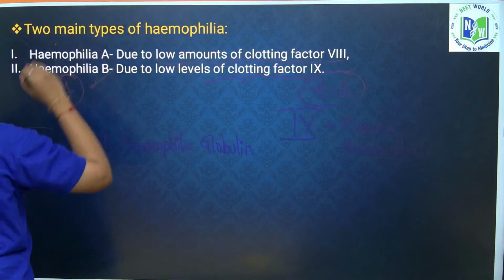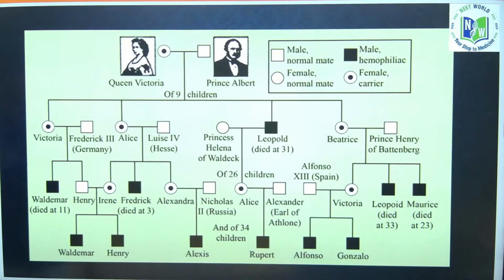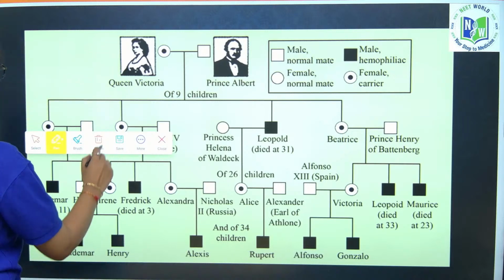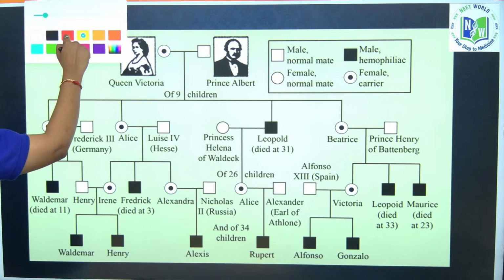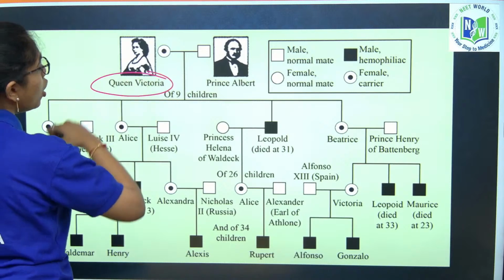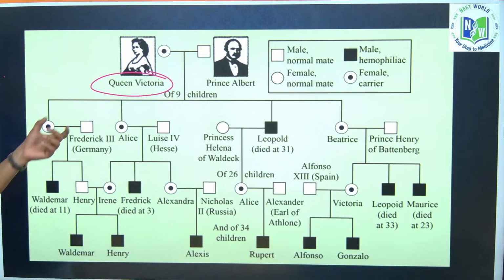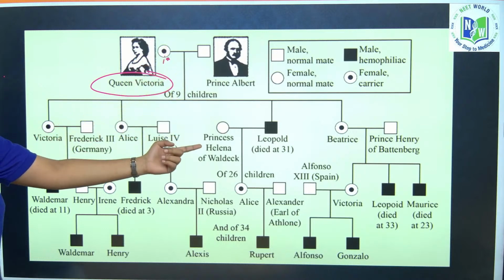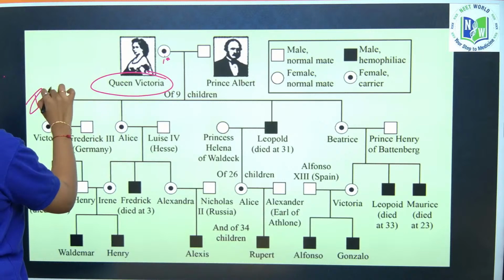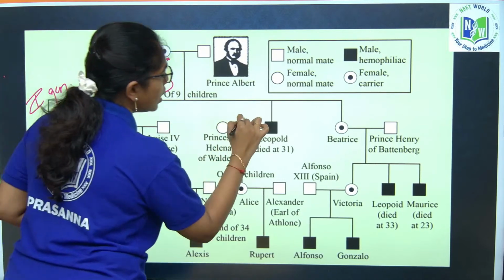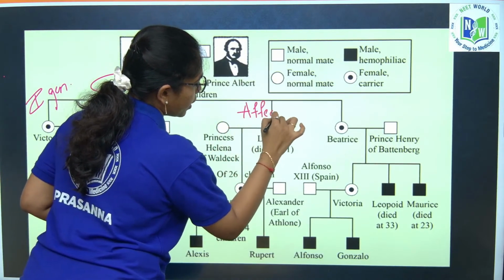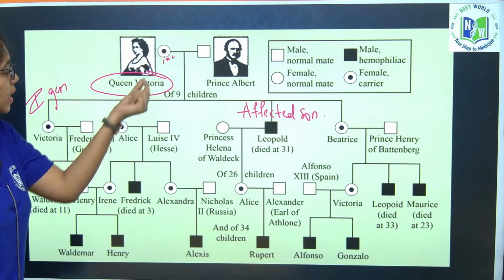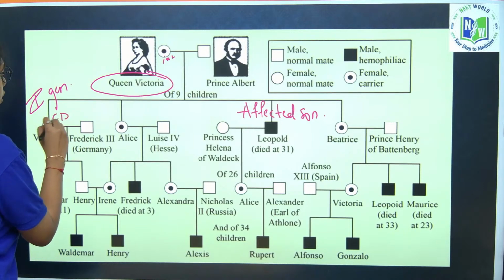Now, the basic pedigree of this disease: it was first diagnosed in the family of Queen Victoria, the Queen of England. As she was the carrier mother, in the first generation an affected son is observed. And the carrier mother has given rise to all carrier daughters.